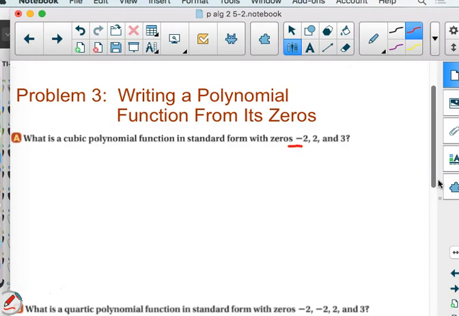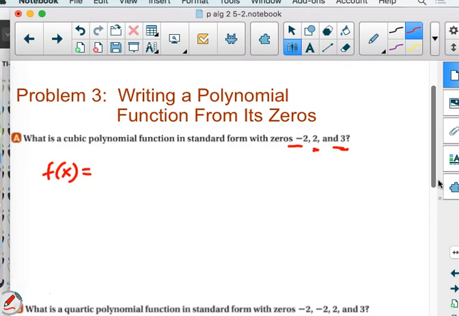Well, they're giving me these. There's 3 zeros. That should give me a cubic. So I have to think backwards. And it does say polynomial function, so we can't just call it y. We have to call it f(x) because of the direction we said that.